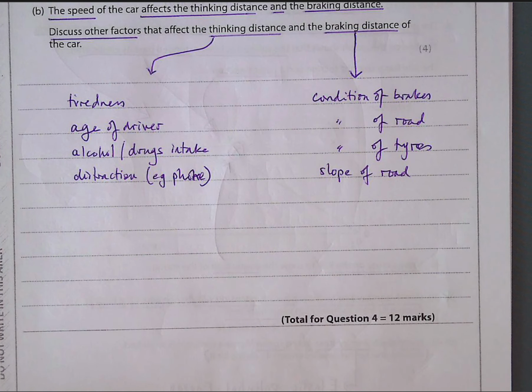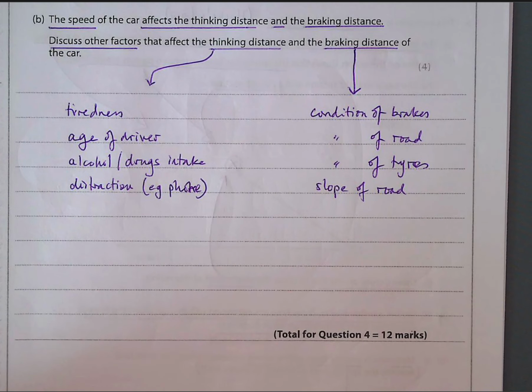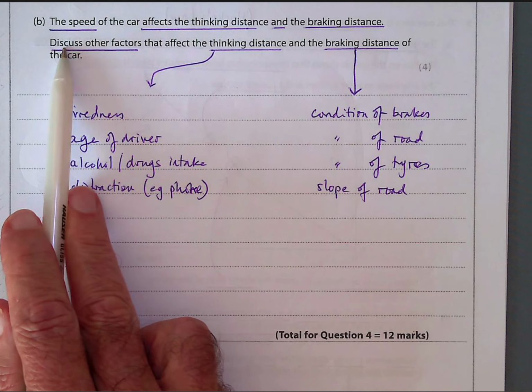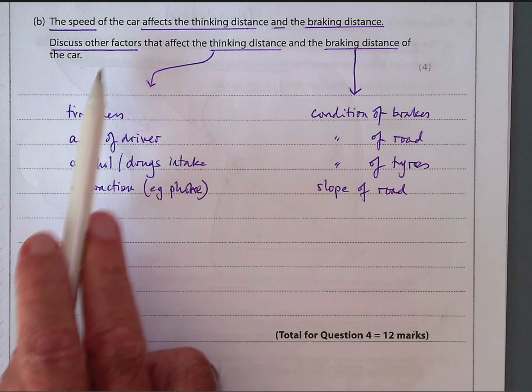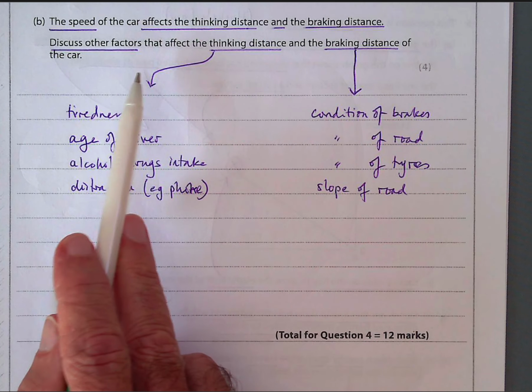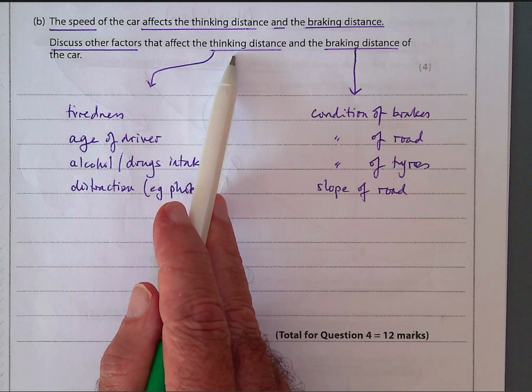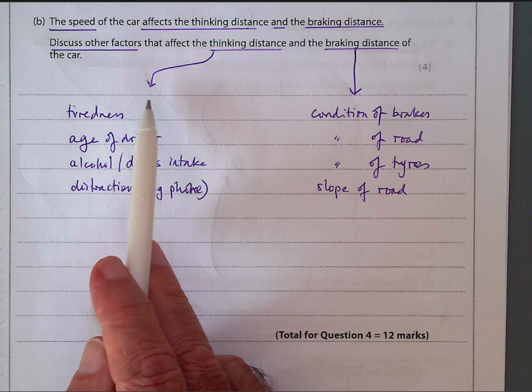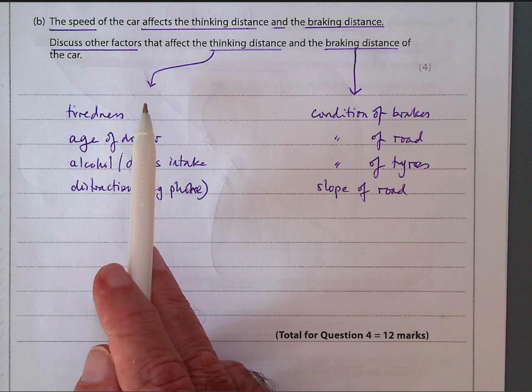It's talking about the speed of the car affecting both the thinking distance and the braking distance, but they want you to now discuss or list other factors. Discuss is more than list. I've listed them, and I think they'll give you the mark based on the mark scheme. That affects thinking distance. I've put thinking distance on the left just for the sake of this model answer.